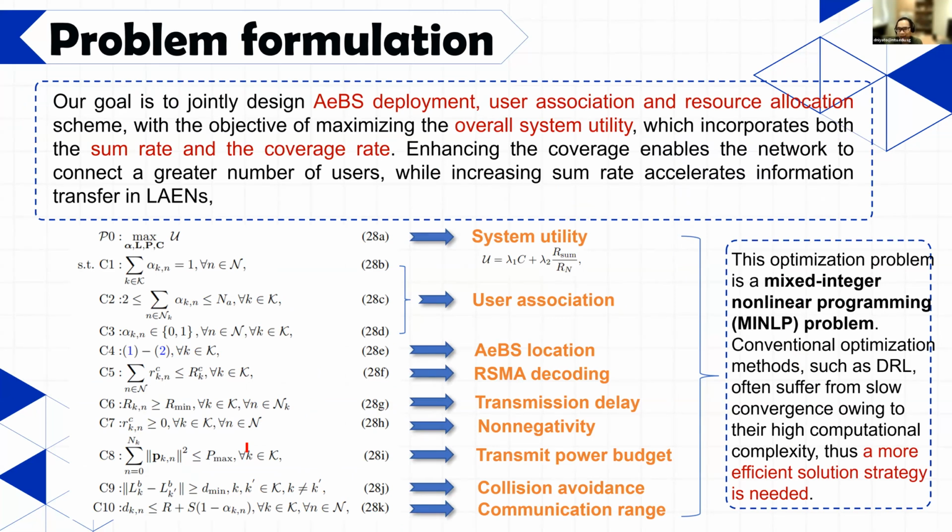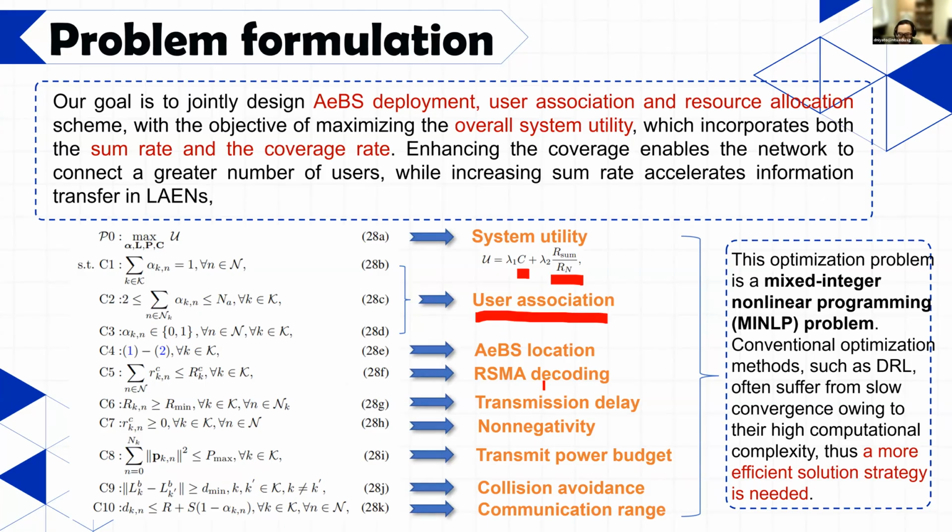We are aiming to enhance the coverage to enable the network to connect many more users. At the same time, we increase the sum rate that accelerates the information transfer in this low altitude economy UAV networking, where we define the system utility, which is the weighted sum of the coverage rate and also the sum rate of all the users that we can cover.